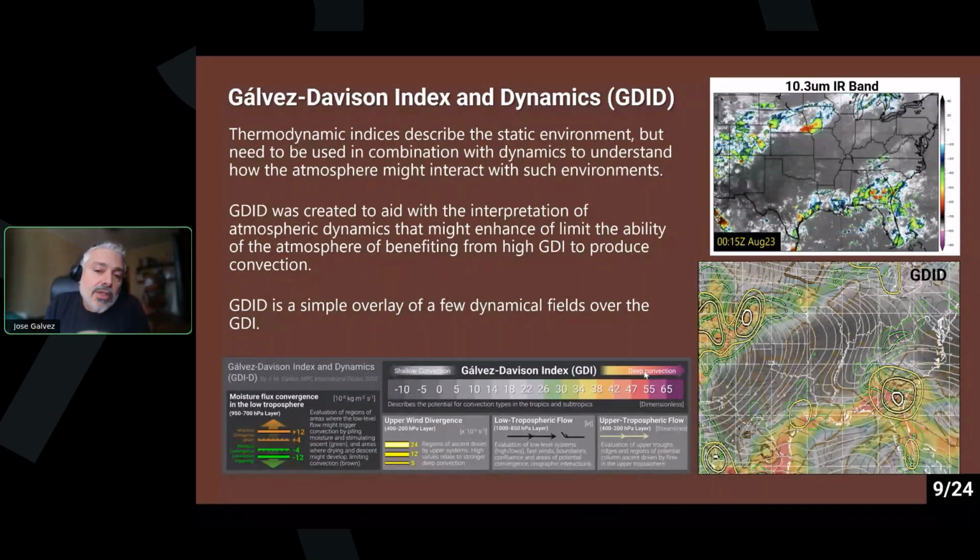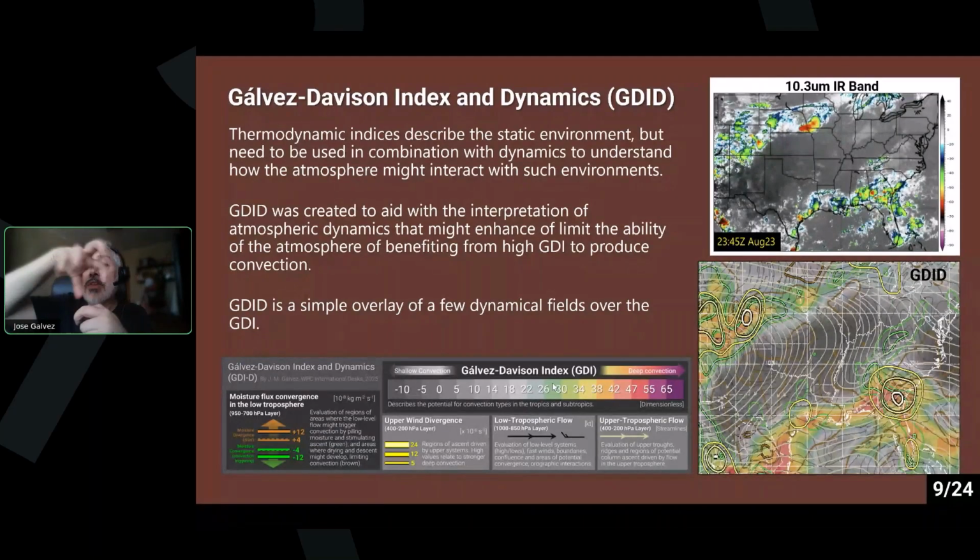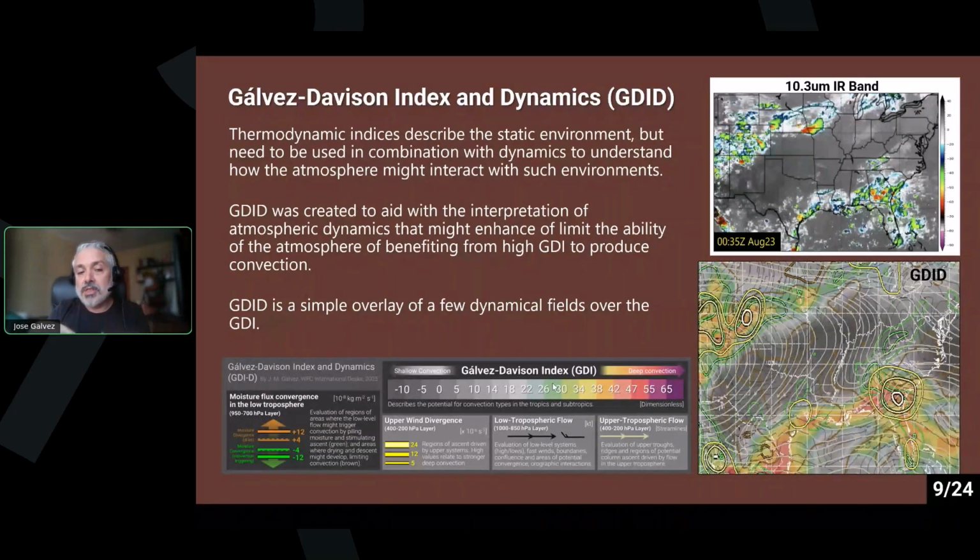Right? In other instances, you might have a GDI that is low, say in the 22 to 30 range, greens and blues. But what happens? The atmosphere has low level convergence, low level moisture convergence, for example. And what will that do? That will generate moist ascent and allow the convection to form and use the GDI. And you may get more precipitation than what you thought you would. So including the dynamics together with the GDI is very, very important.